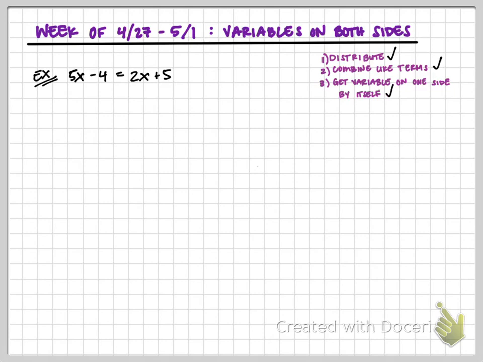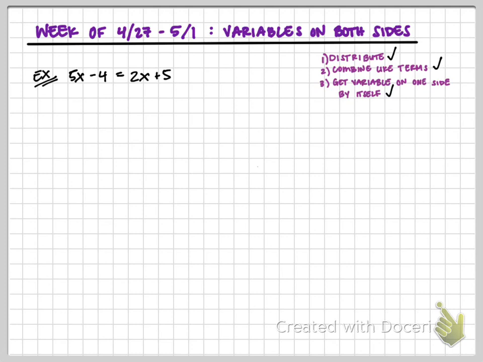5x minus 4 equals 2x plus 5. I'm going to follow the steps that I wrote down over there. So number 1, is there anything that I can distribute? No, I don't see anything with the parentheses and a number outside of that. So go on to the next one.